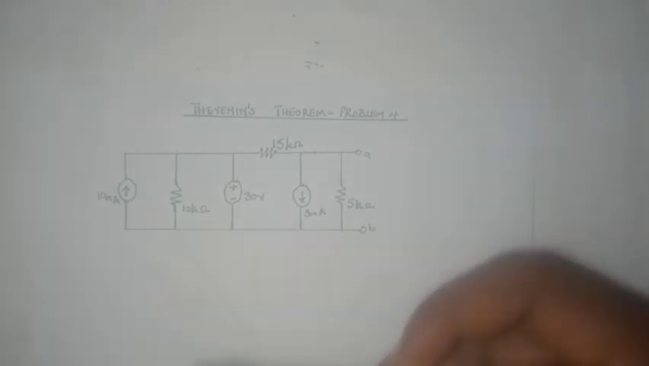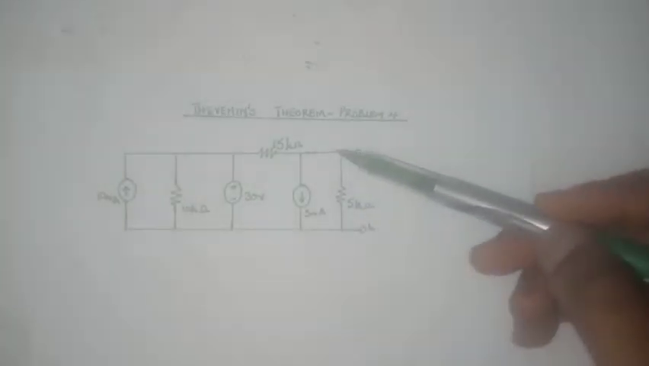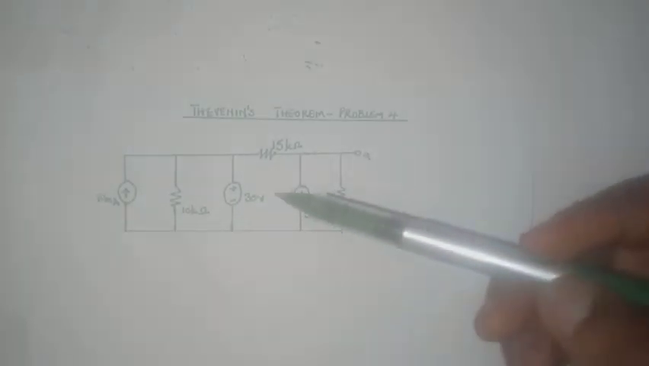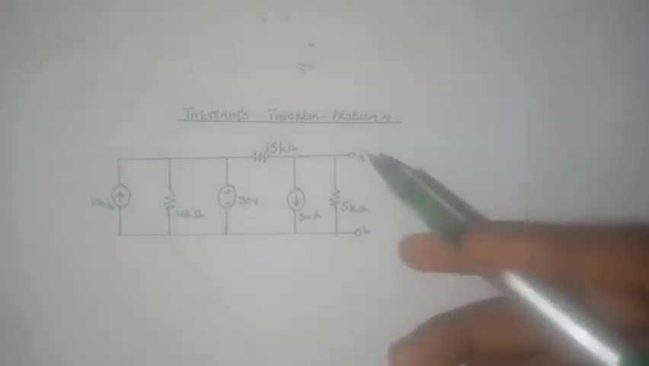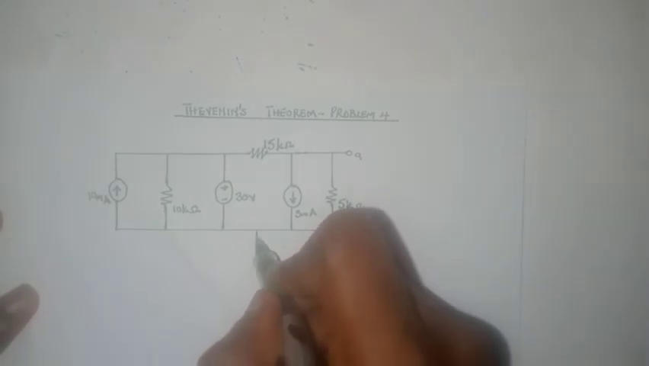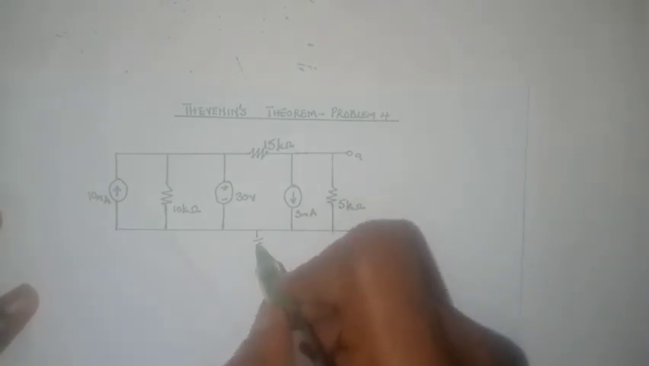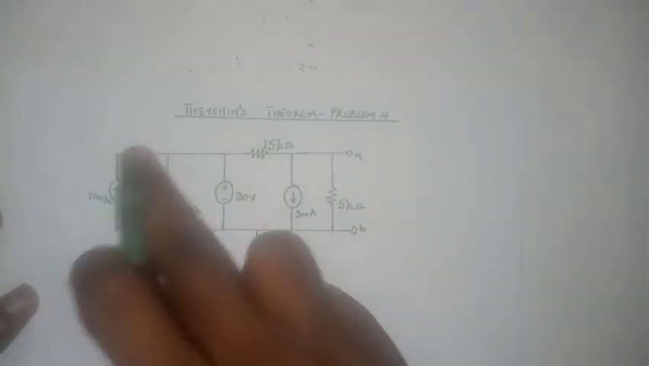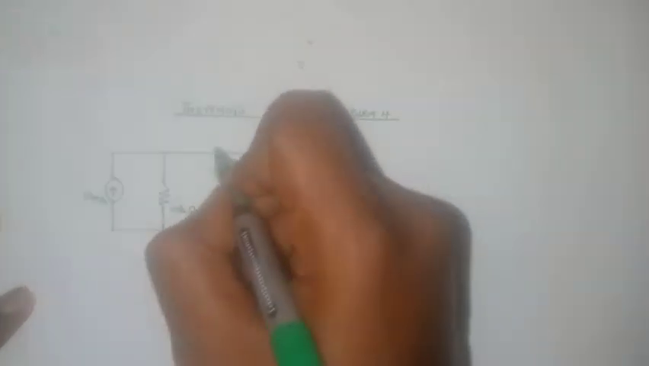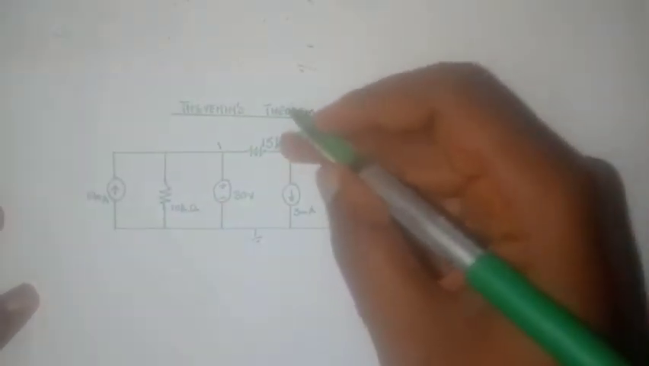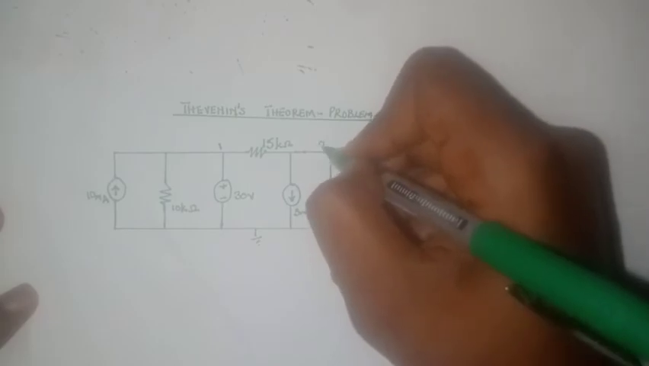Now we have 1, 2, and 3 essential nodes in this circuit. If we make this essential node our reference node, we have 1, 2, 3, all this is one node. So let's call this node 1, and this is node 2.